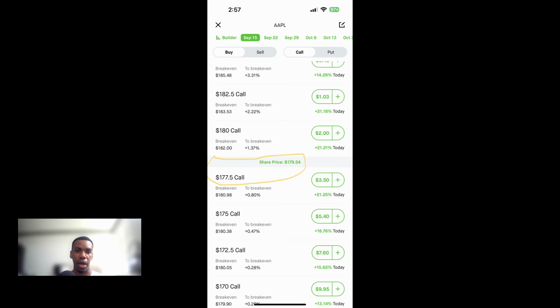So back to intrinsic value. The intrinsic value, as you can see, of the in the money ITM 177.5 calls for Apple is technically $2.04, right? We get that by taking the current stock price and subtracting the strike price. But remember what I said in the last video, you then take the $2.04 and multiply it by 100, because each contract is made up of 100 shares. So therefore, the intrinsic value equals $204, right?